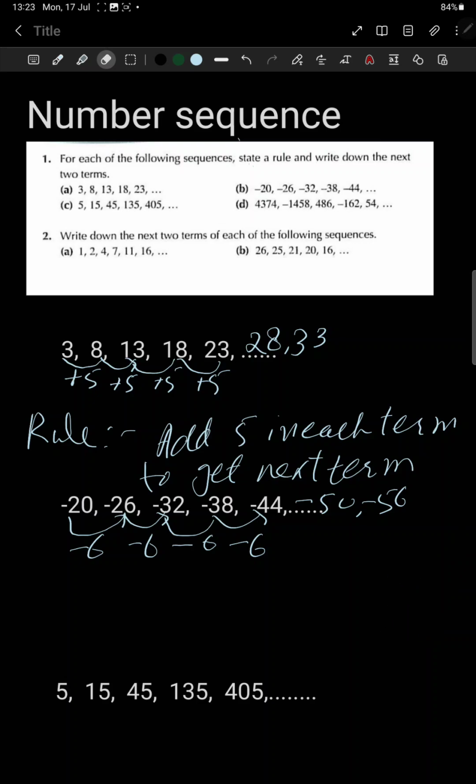Now what is the rule? The rule here is add minus 6 to each term to get the next term.